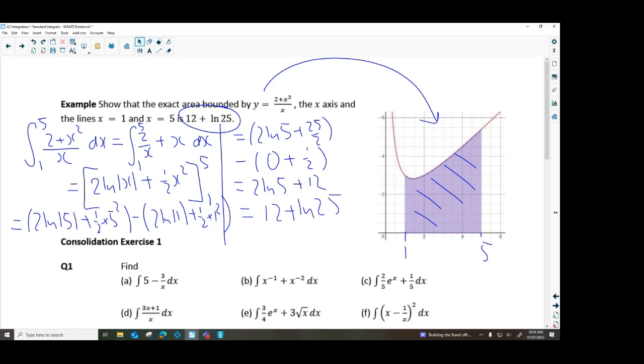So guys, you are now in a position to do exercise 1. My strong advice to you is do this as soon as possible, because the next lesson will require an understanding of the basic rules of integration that we have done in this lesson.